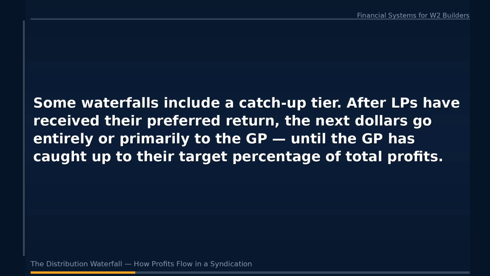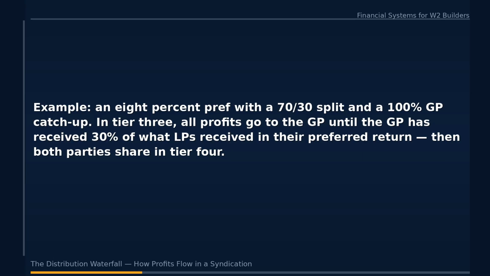Not all deals have a catch-up. When present, it's GP favorable and worth understanding clearly. Some deals instead use a partial catch-up, for example, 50/50 in the catch-up tier. The mechanics vary; the operating agreement is the source of truth.